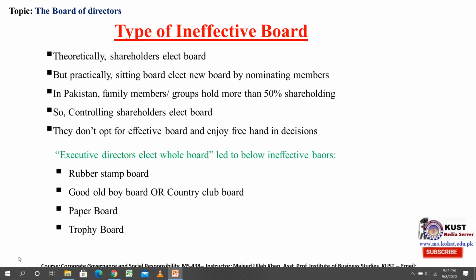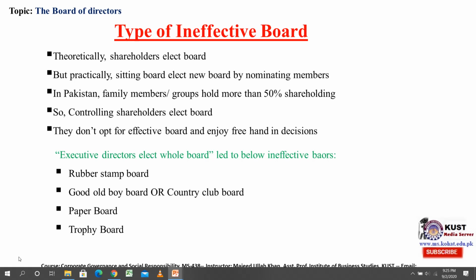So the rubber stamp board is basically a board consisting of non-executive directors who are just yes persons, and the dominant personality, any one of the family members, makes decisions and uses the board as just a rubber stamp, because these board members sign the decision or policy and approve it in the manner the chief executive, the chairman, or any family member wants the decision in their own way.